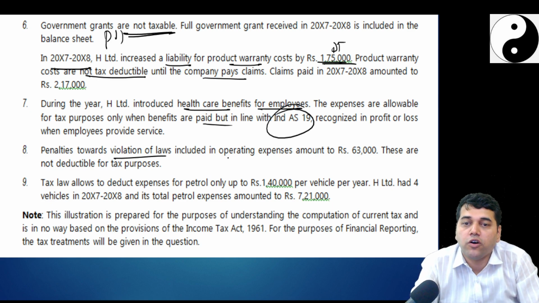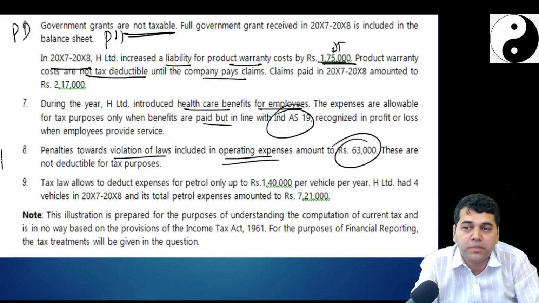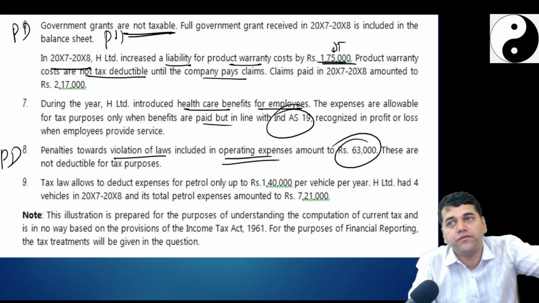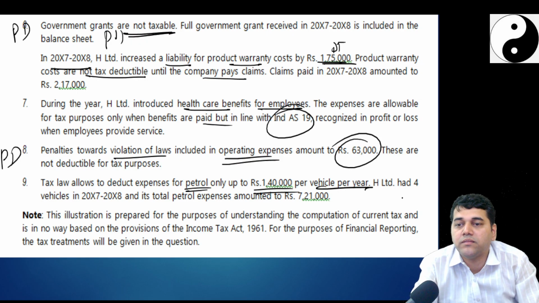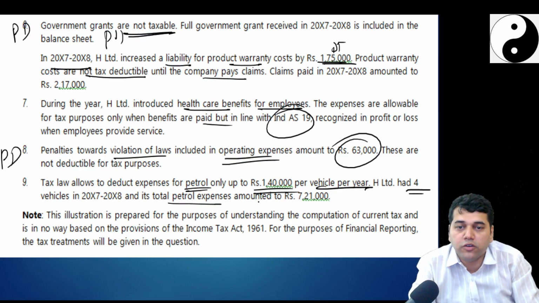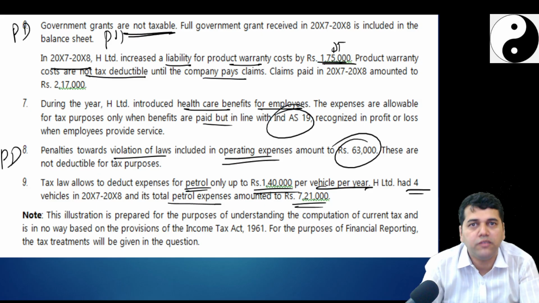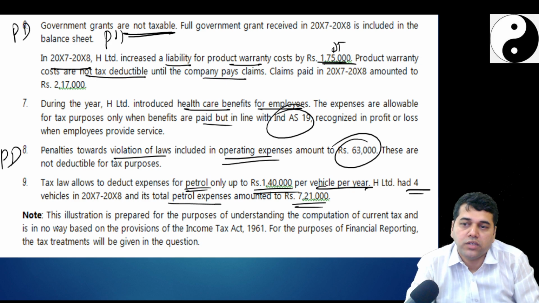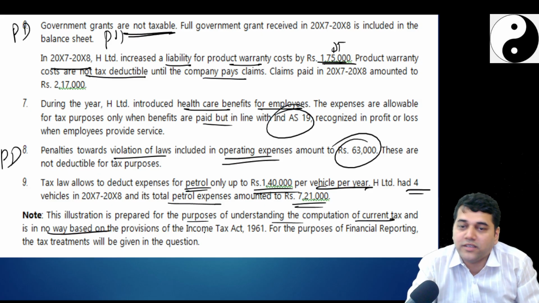Penalties for the violation of law included in operating expenses, 63. What will you do? Add back. Deferred tax? No. Permanent adjustment. So we have come across a permanent difference here, and a permanent difference here. Only 2 items till now. Rest everything is a temporary difference. Tax laws allow deduction of expenses for petrol only up to 1,40,000 per vehicle per year. You have got 4 vehicles and the total petrol expenses amount to 7,21,000. We have to check now what they are permitting, what I have claimed. Note, this illustration is prepared for the purpose of understanding deferred tax and in no way is it connected with the income tax.